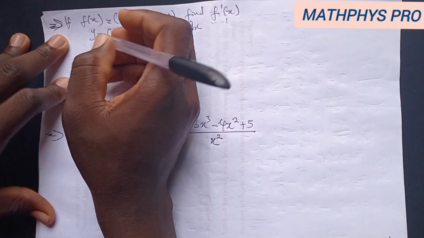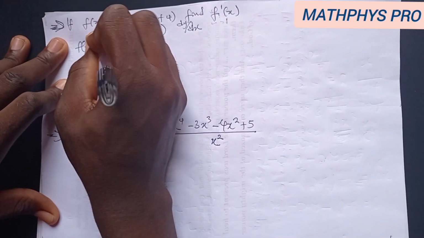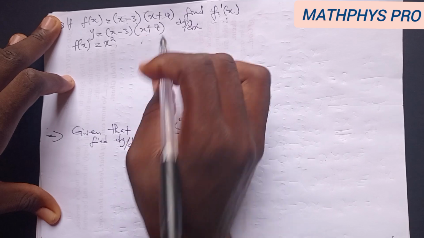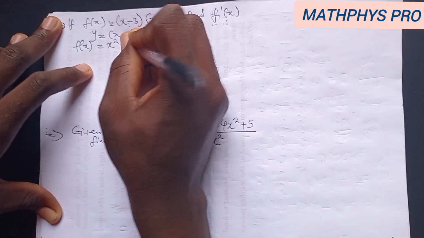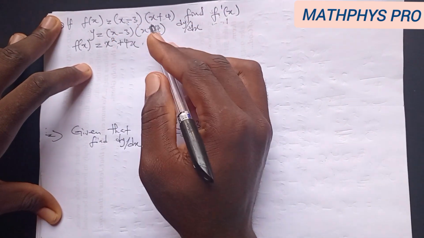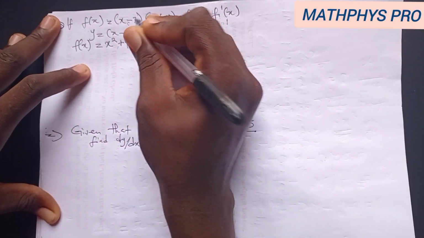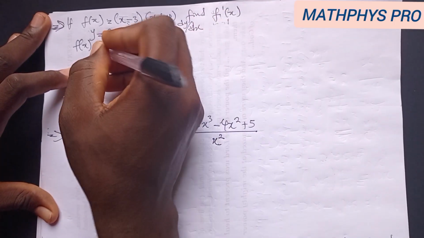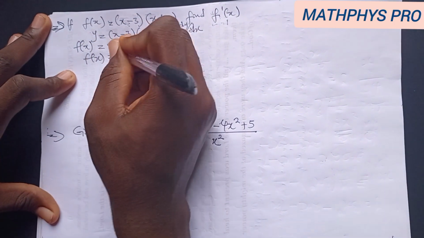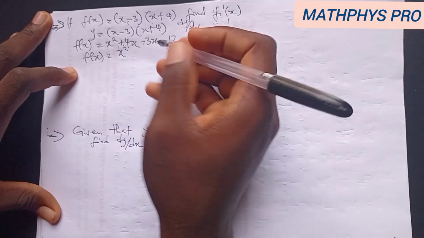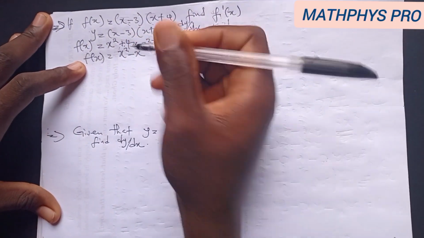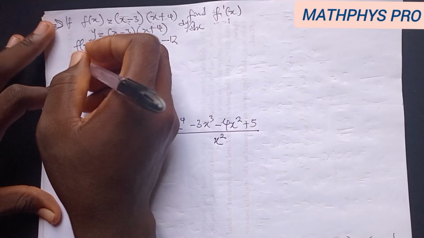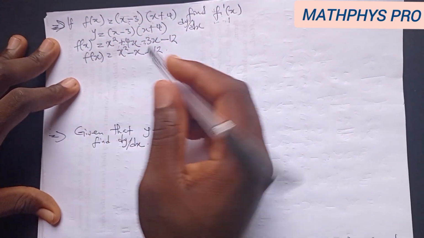So by removing this bracket, we can say that f of x will now be equal to x times x, which gives x squared. x times plus 4 gives plus 4x. Minus 3 times x gives minus 3x. Minus 3 times plus 4 gives minus 12. So now f of x will be equal to x squared plus 4x minus 3x, which gives minus x, minus 12. So now we can find the derivative of each.